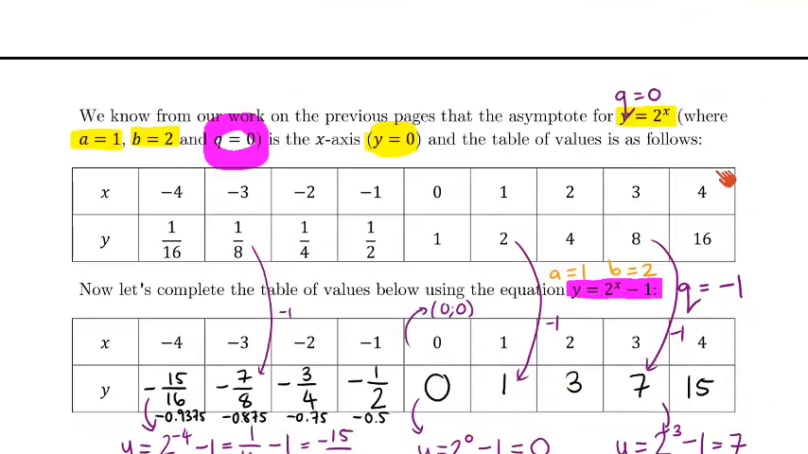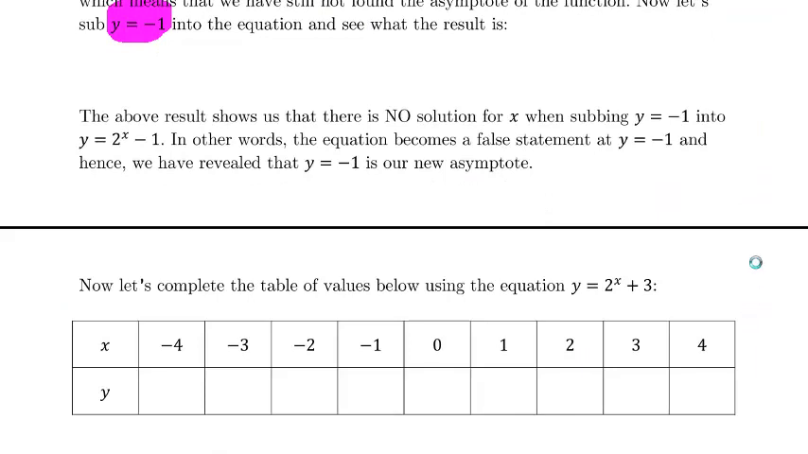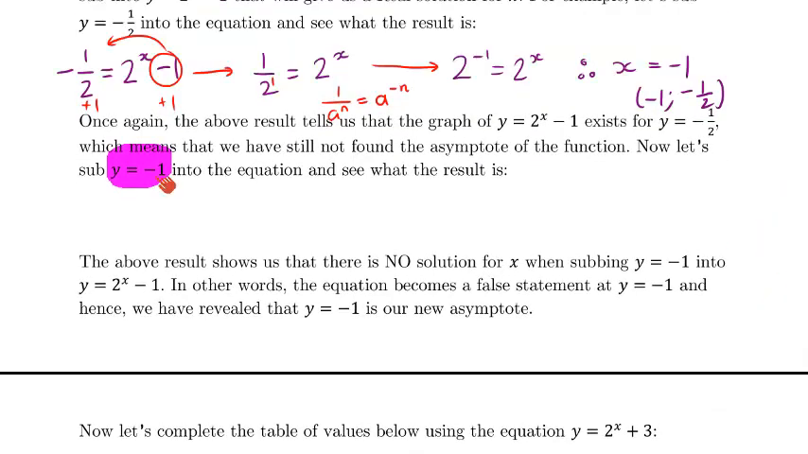And remember up here, guys, when we saw that q is equal to naught, we still had the asymptote at y equals naught. I wonder what will happen now when we sub in y equals minus 1, which happens to be the q value. Let's see what happens here, guys. So now we would have minus 1 is equal to 2 to the x minus 1.